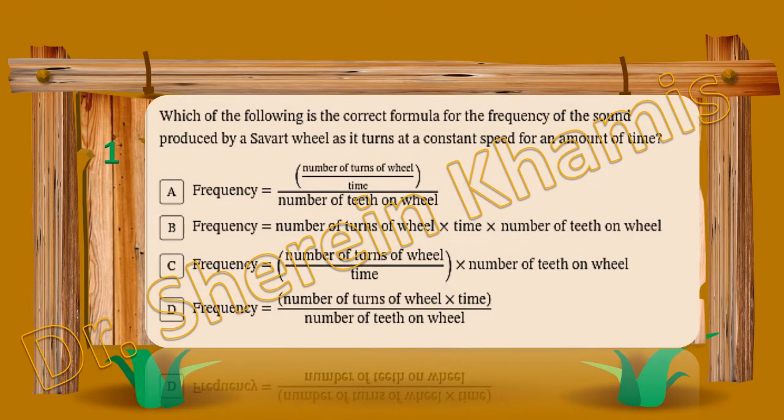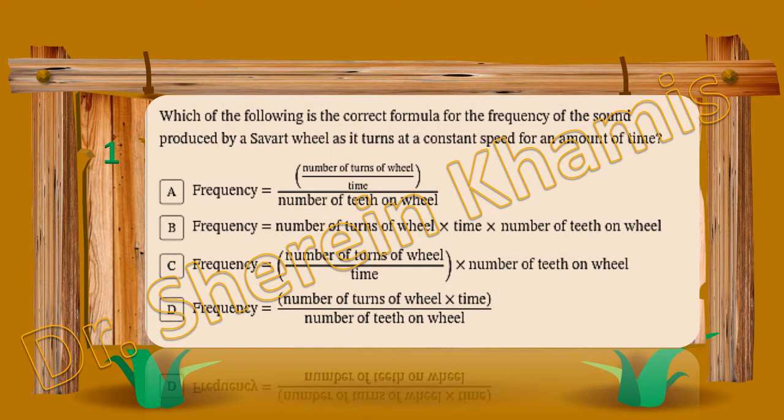Question number 1 says: which of the following is the correct formula for the frequency of the sound produced by a Savart wheel as it turns at a constant speed for an amount of time? We have a rule that determines the frequency of an unknown tone that we can get using the Savart wheel. The first one, frequency equals number of turns of the wheel over time over number of gear teeth. No, we said that we have the number of wheel turns divided by the time.